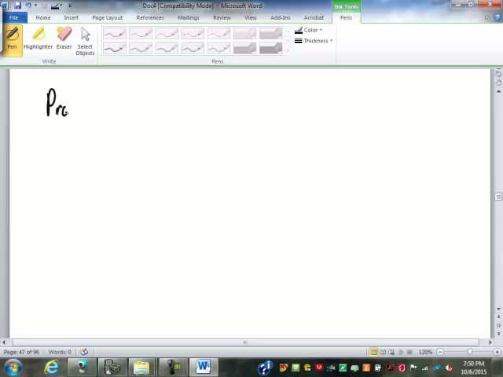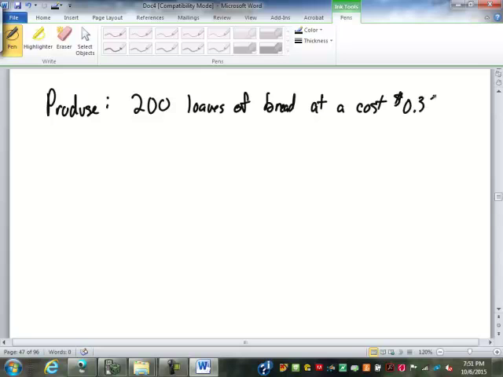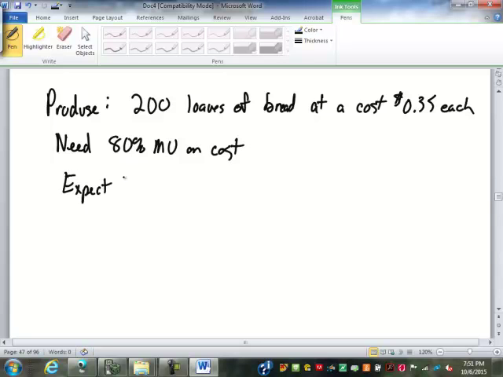Let's say that we're going to produce, this time, 200 loaves of bread at a cost of 35 cents each. We need 80% markup on cost. We expect 25% spoil.